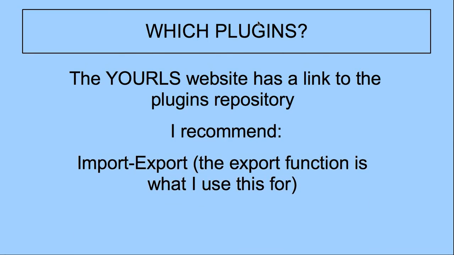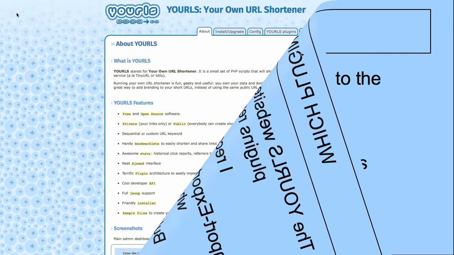I recommend import-export, which I primarily use for the export function. That way I can get all of my URLs out of the dashboard and into a CSV file if I need to make some major changes. And then if I'm going to do a bulk import, maybe 50 or more, then I use bulk import and shorten, which allows me to map a long URL to my specific naming convention for a short URL.